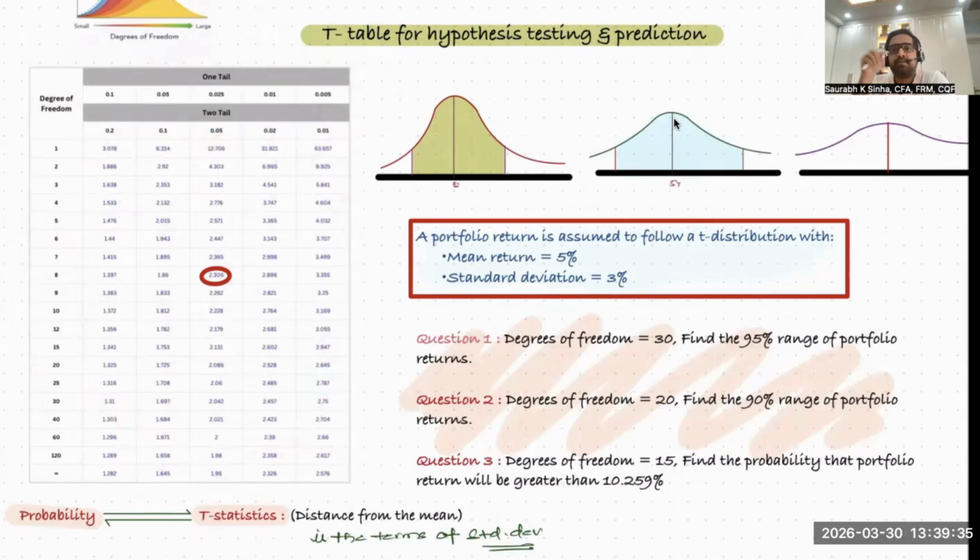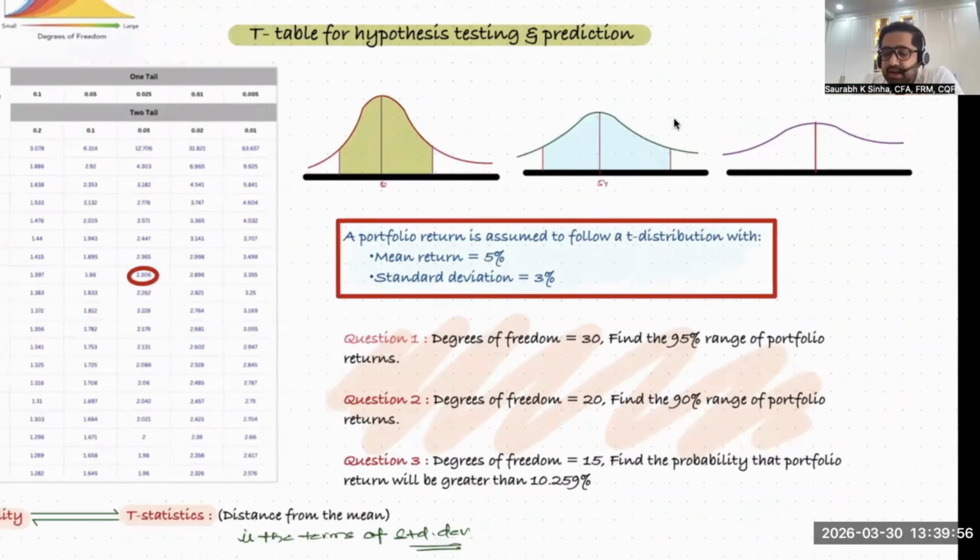Now we understood where the T-statistics is, where the probability is, and where the degree of freedom is. So what we have to do? We have to look into some examples and test ourselves whether we are able to convert a probability into T-statistics or not. Okay, so let's read our example.